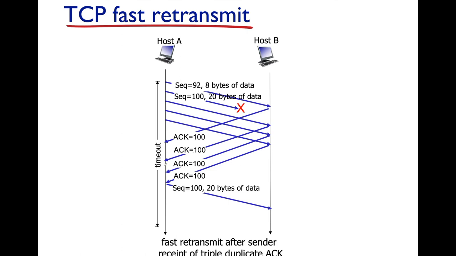When you trigger that triple duplicate ACK, it just goes ahead and resends that packet, sequence number 100, which was the send base. Why was that the send base? Because you notice here, for sequence number 92, it received the ACK, and therefore the send window shifted, thus making sequence number 100 the new send base. And that's what it resends when it does that fast retransmit.